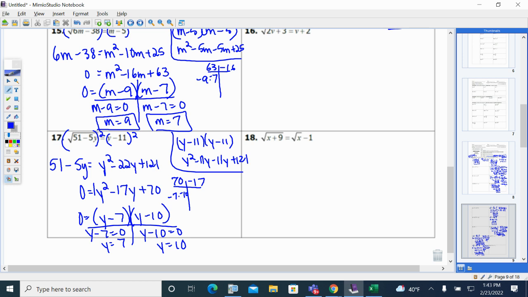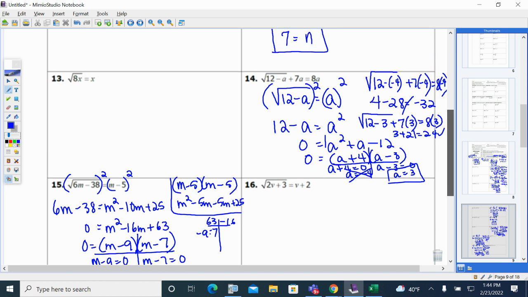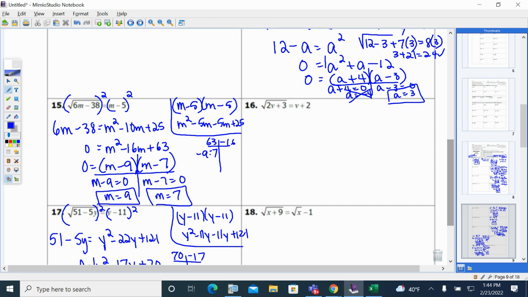Now, again, you have to make sure you take those back and plug them both in. And what you're going to find is that neither one will work. Both of these are extraneous solutions, and the answer to number 17 is no solution. So it is possible when you're working these out that both of the solutions that you come up with do not work, or maybe just one of them will work, like we saw in number 14, or in number 15, both solutions worked.